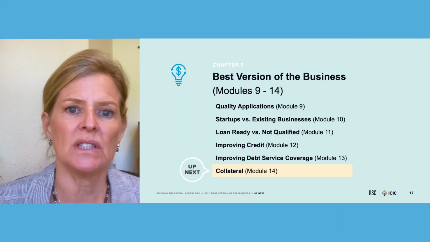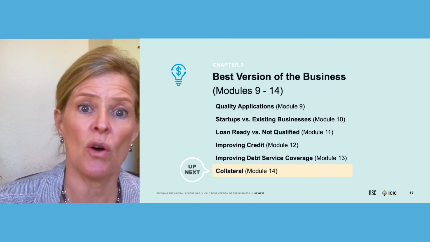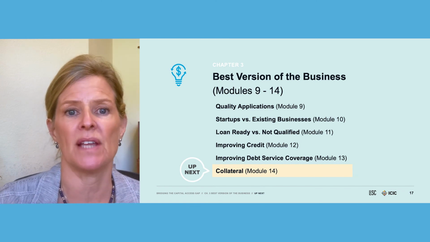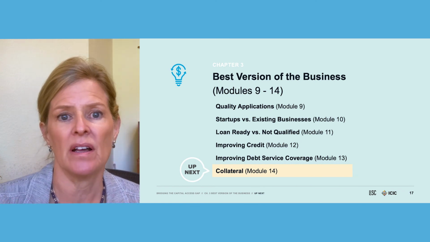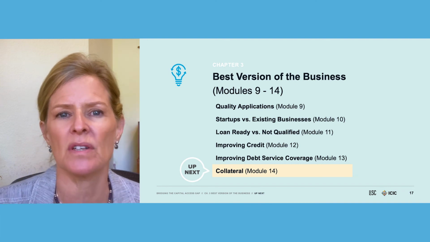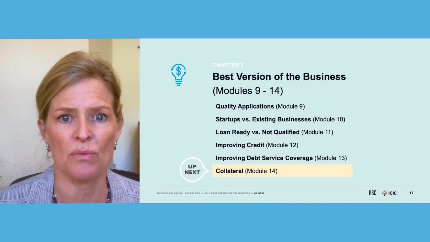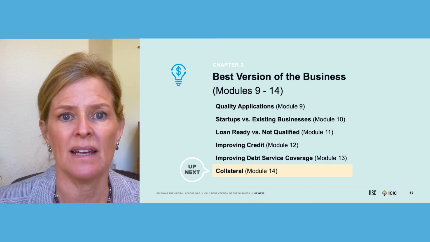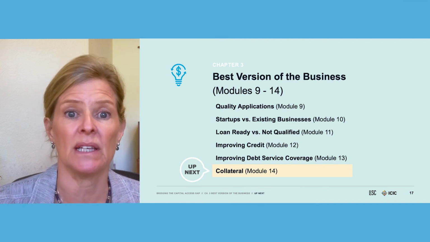Our next module is on collateral. This whole chapter has been on how to present the best version of the business to a lender. And we focused, out of the 5 C's, on just 3 of them, which were credit, cash, and the last one will be collateral.